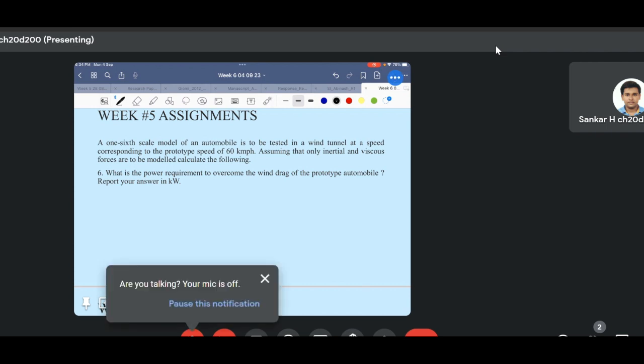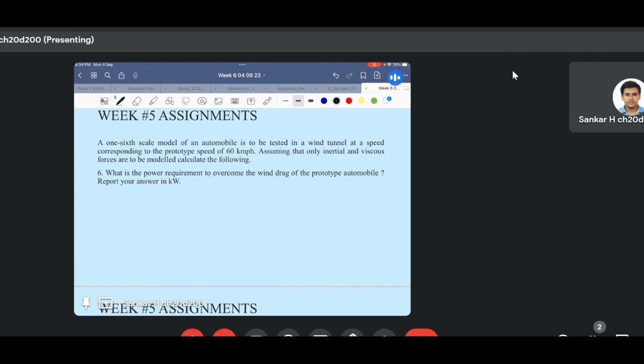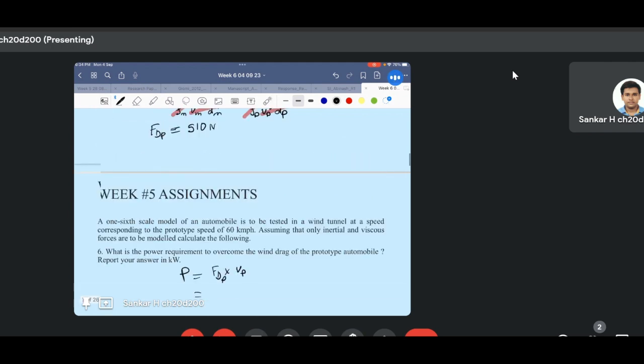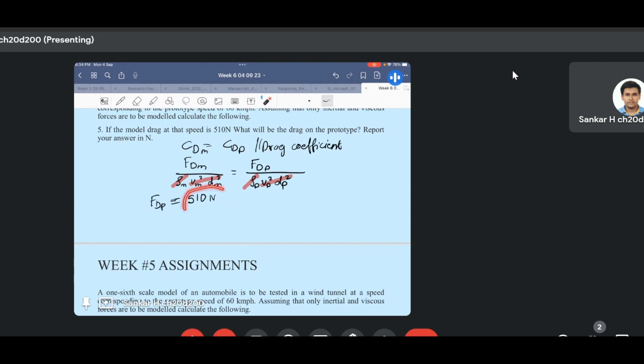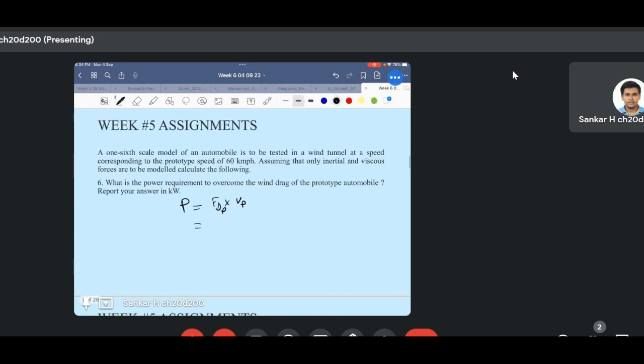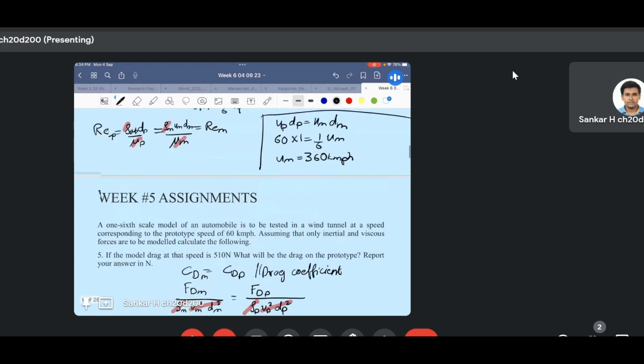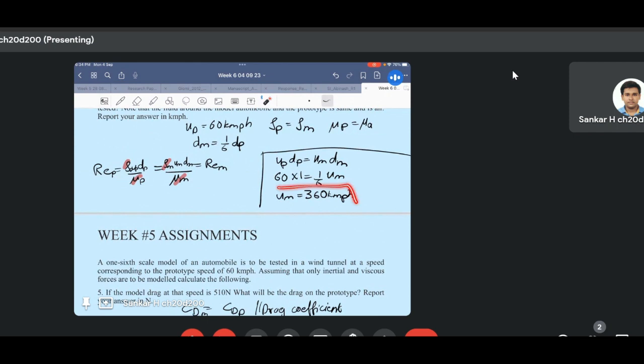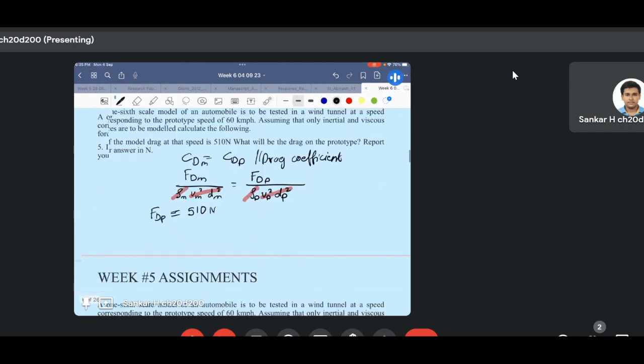So for this, we need to understand that the power requirement P is basically the drag force times the velocity, and for the prototype, we just write this as FDP times Vp. And we know that the drag force is 510 Newton, which is written down here, times the velocity of the prototype we have found out to be equal to 360 kilometer per hour.